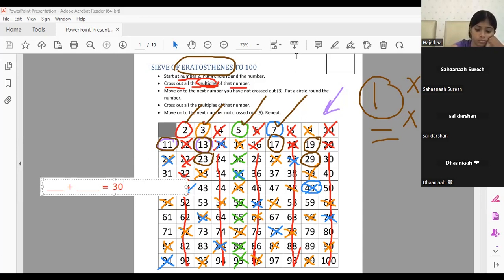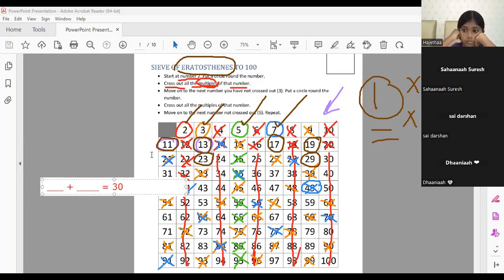Do you understand? Okay. Now I'm going to change this 30. Yes, 13 plus 17, correct. There are two answers here, in fact. 13 plus 17 gives you 30. 19 plus 11 gives you 30. There is one more combination that nobody has told me.